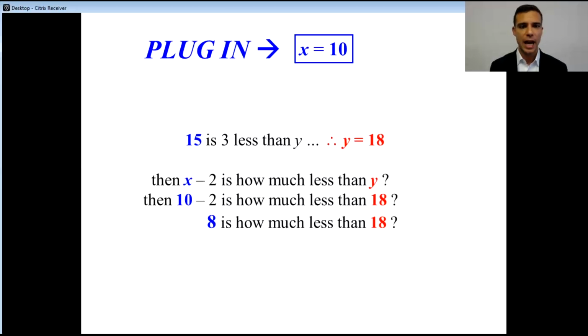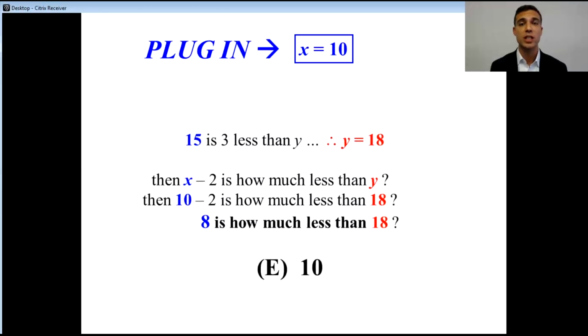The question is x minus 2, how much less would that be than y? Well, 10 minus 2 is going to be 8 because we know that x is 10 and we know that y is 18. So how much less is 8 than 18? That's answer choice E, 10.